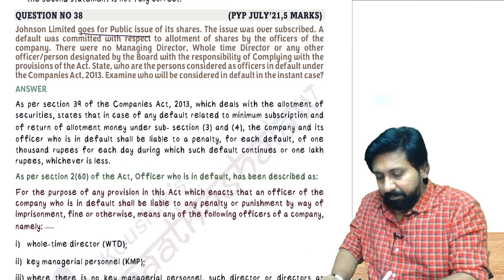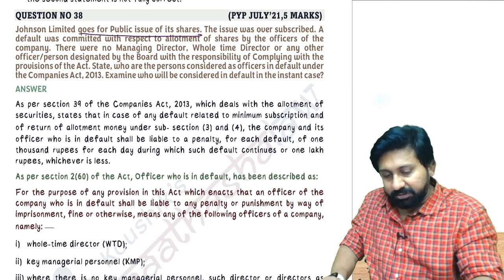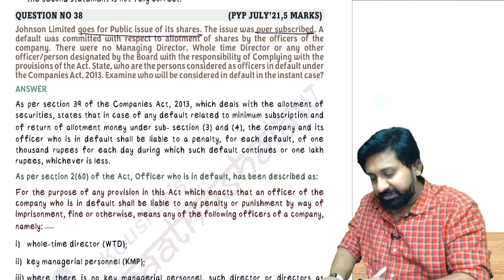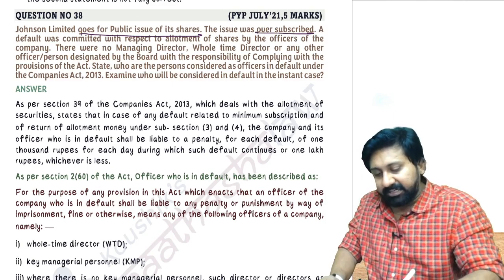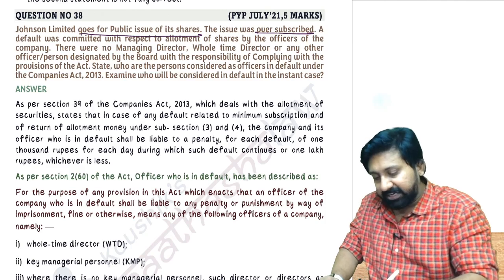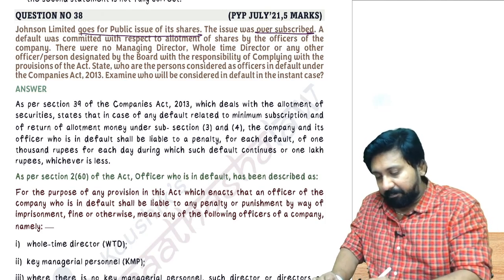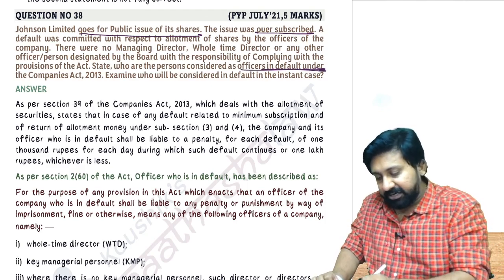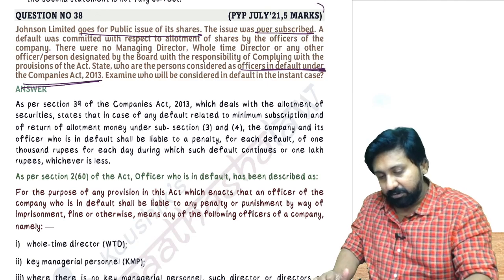Johnson Limited goes for public issue of shares. The issue was oversubscribed. A default was committed with respect to the allotment of shares by the officers of the company. There were no managing director, whole-time director, or any other person designated by the board with the responsibility of complying with the provisions. State who are the persons responsible as officers in default under the Companies Act. 5 marks.